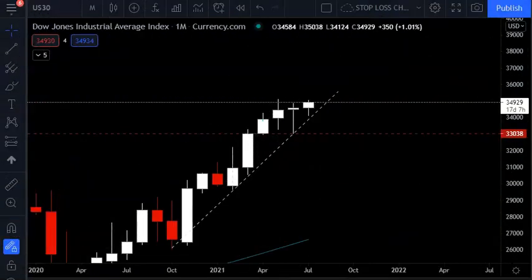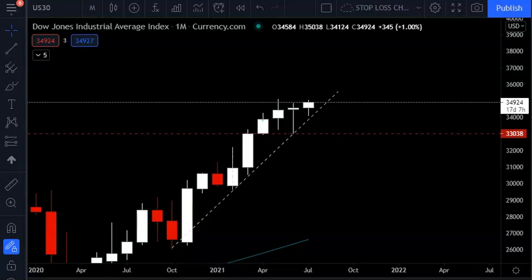Hey, so today we're gonna look at the US 30, where it is trending. And of course today is July 13th, 2021. All right, so on this beautiful Tuesday, we're just gonna do a top-down analysis starting from the monthly.